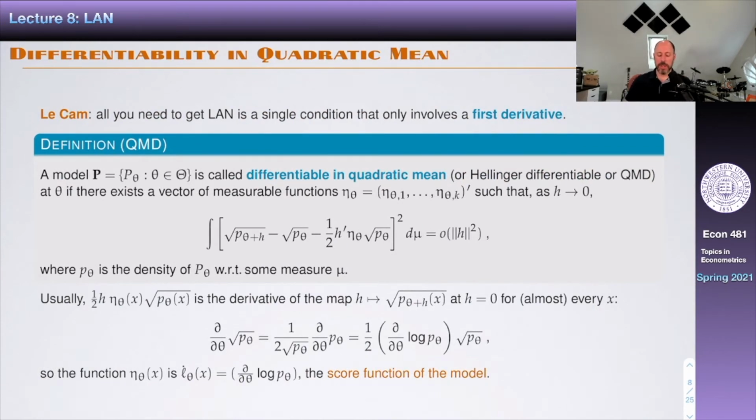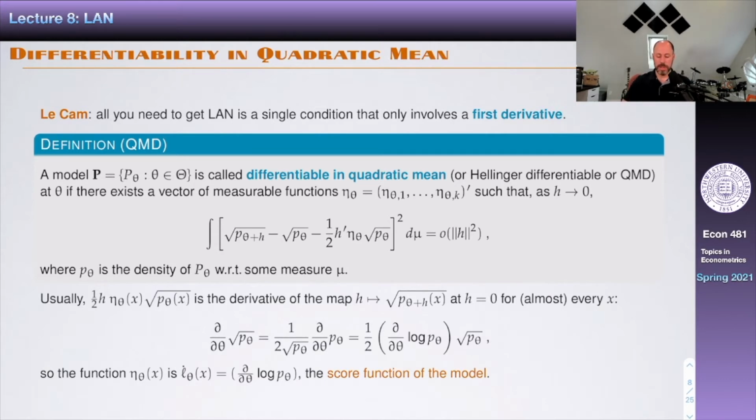Lecomte said, well, in order to get local asymptotic normality, you don't need to assume these two or three derivatives that you're going to need to get the first two terms and control the remainder. You just need a single condition that involves a first derivative. And that condition is known as differentiability in quadratic mean.